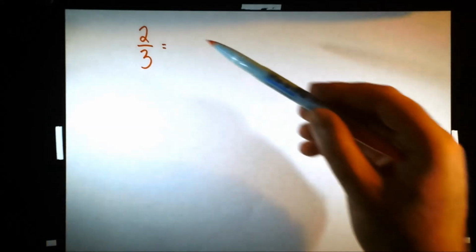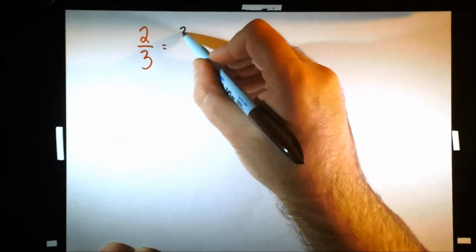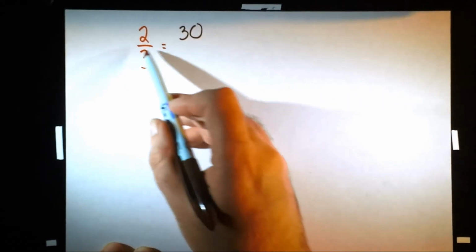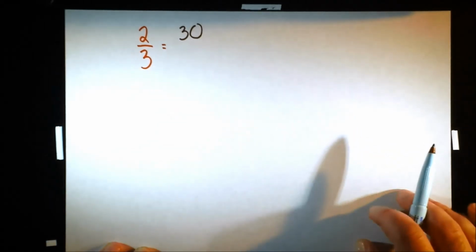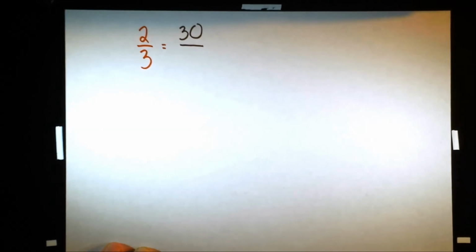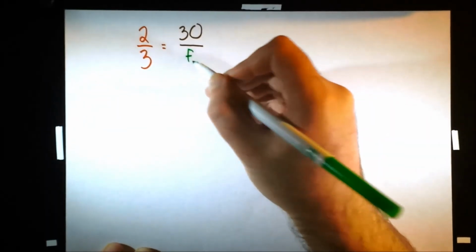Now, would I put the 30 at the top or at the bottom? I would put the 30 at the top. Why? Because 30 inches, 2 inches, 3 feet, I'm looking for the feet of the actual building. That's my unknown. And I'm going to make my unknown be F for feet. Again, the letter itself doesn't really matter. What do I do next? I cross multiply.